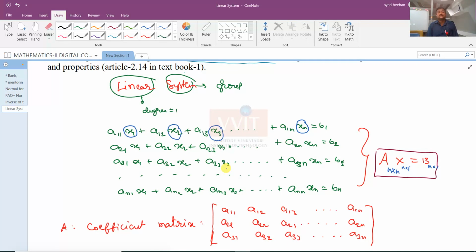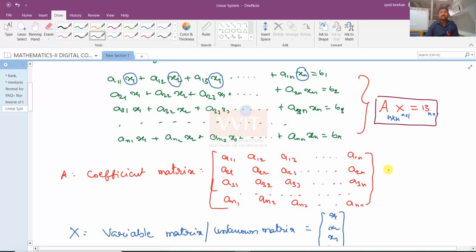In this, the linear system is a11 x1 plus a12 x2 plus a13 x3 and so on, up to a1n xn, equals b1. And similarly I wrote the set of n equations. Later, this set of n equations I express as Ax equals b. In this, A is known as the coefficient matrix, meaning we collected only the coefficients, so that's the reason for the name coefficient matrix.